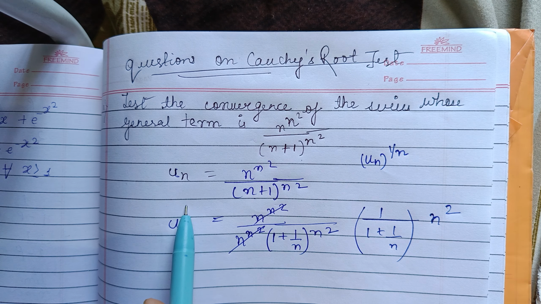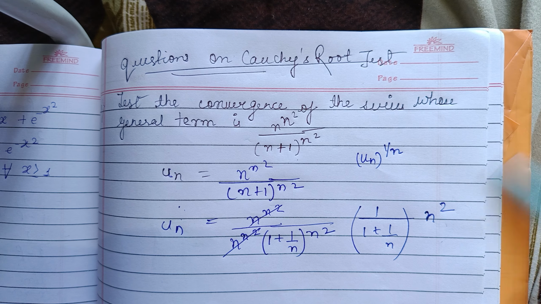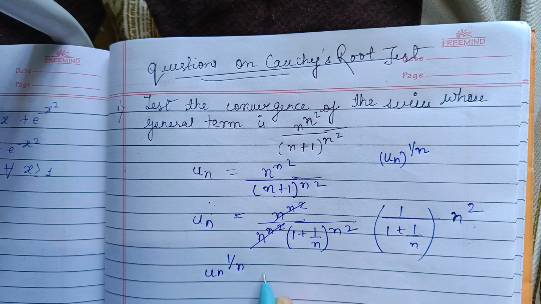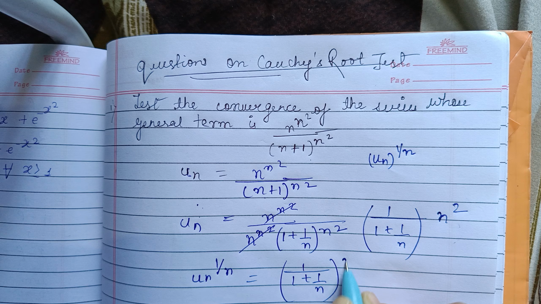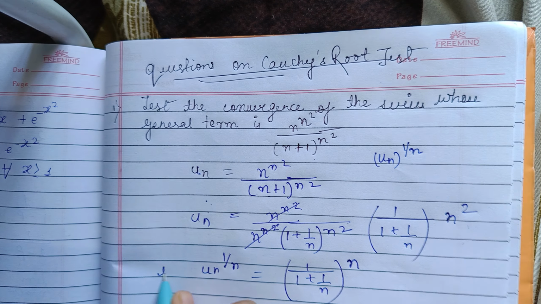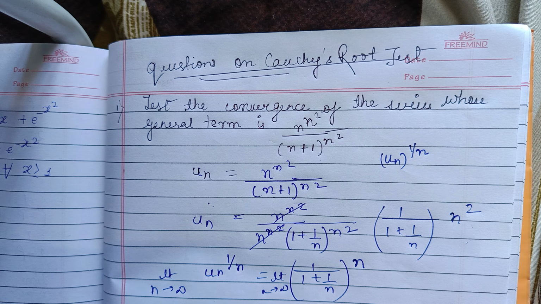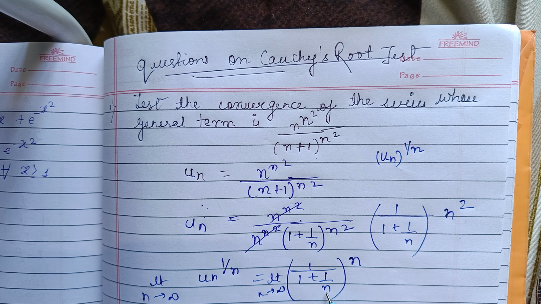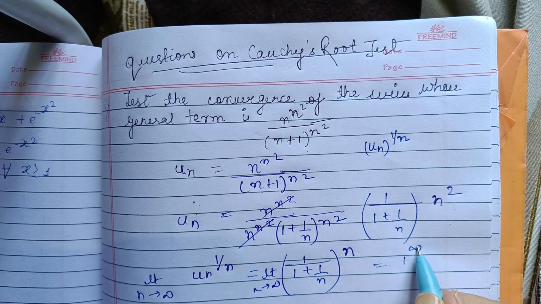Now I want 1 upon n on this side. If I shift one power of n to that side, it will become 1 to the power n, and I will be left with 1 upon 1 plus 1 upon n whole to the power n. Okay, now I'm going to take the limit n tends to infinity on both sides. Now if I put the limit here, this will become 0, and this is infinity, so it is actually in the form of 1 to the power infinity.